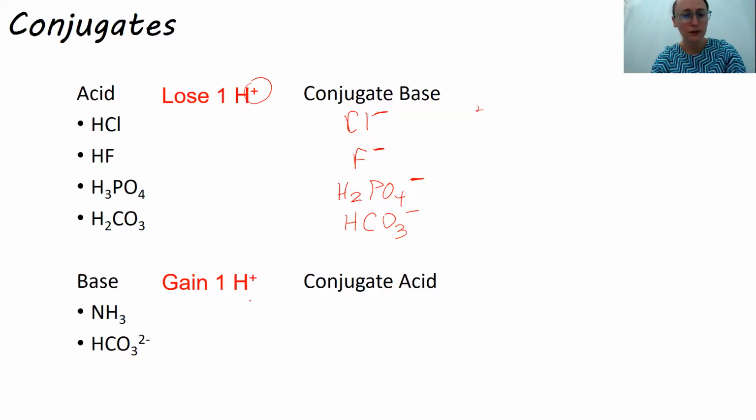So ammonia is going to gain a hydrogen. So now we're going to have NH4, and it's going to be plus charge because this is neutral, and when you add a positive charge, it's going to have an overall positive charge. All right, bicarbonate, if it gains a hydrogen, and I'm sorry, this has the wrong charge, it should just be a 1 negative. Bicarbonate gains a hydrogen, it will become H2CO3.